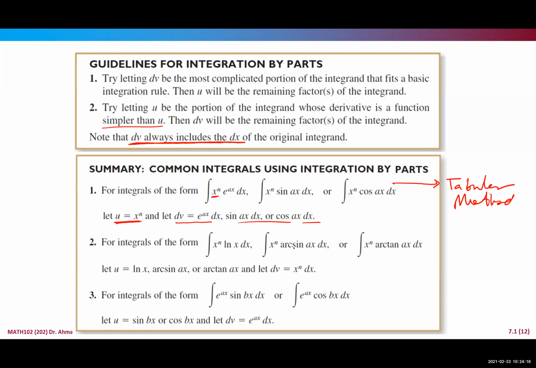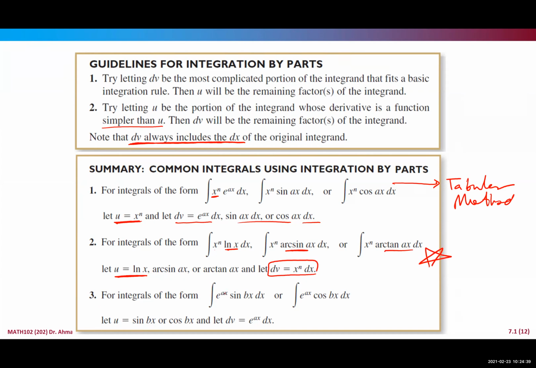In this case, if your integral is like this, x to the power n ln x, x to the power n sine inverse, x to the power n tan inverse, then let u equal ln x, this part, and dv equal x to the power n dx. This is a very important trick here. Look here, it is the opposite of the above one.